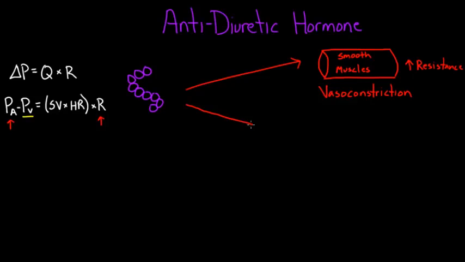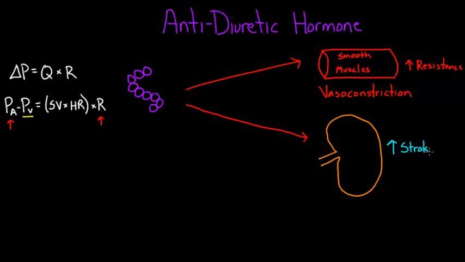And the other thing that it does is it's going to act on the kidney, right? Here's my kidney. Specifically, it's going to cause increased reabsorption of water. So increased reabsorption of water is going to increase our stroke volume. So now you can see the other key effect it's going to have. If it's going to cause your stroke volume to go up, then just as before, your arterial pressure is going to go up, maybe doubly up. So it's going to cause the blood pressure to go up for a couple different reasons.